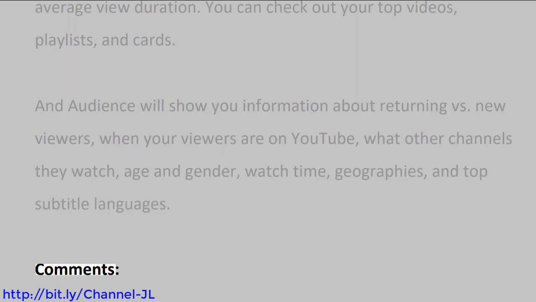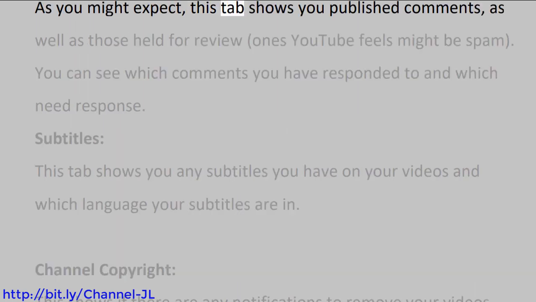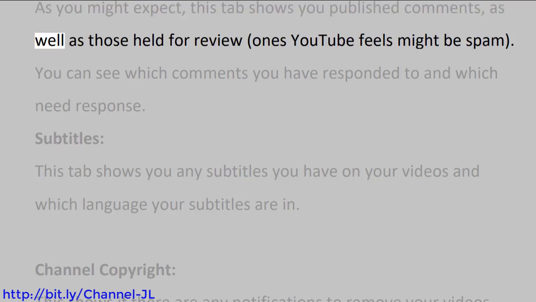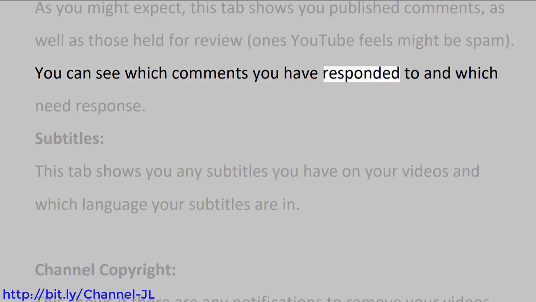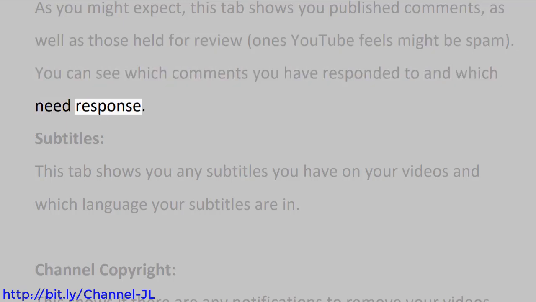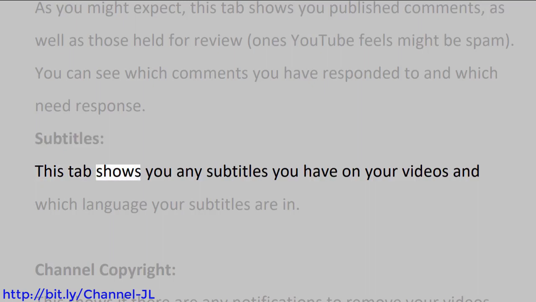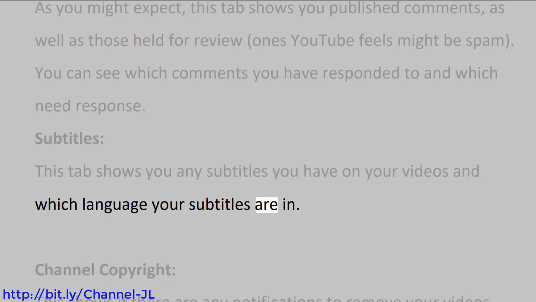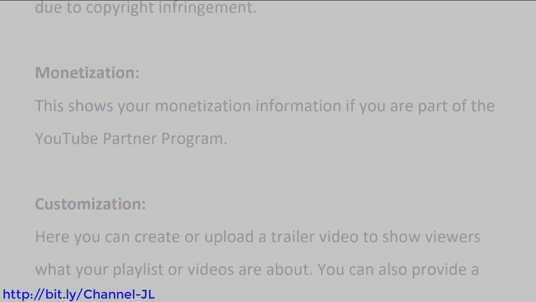Comments. As you might expect, this tab shows you published comments, as well as those held for review, ones YouTube feels might be spam. You can see which comments you have responded to and which need response. Subtitles. This tab shows you any subtitles you have on your videos, and which language your subtitles are in. Channel copyright. This shows if there are any notifications to remove your videos due to copyright infringement.